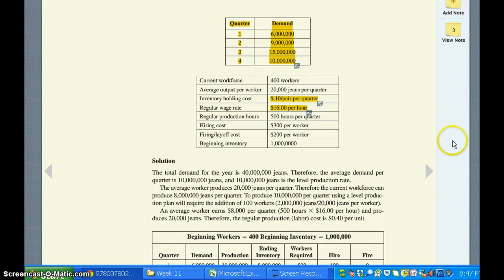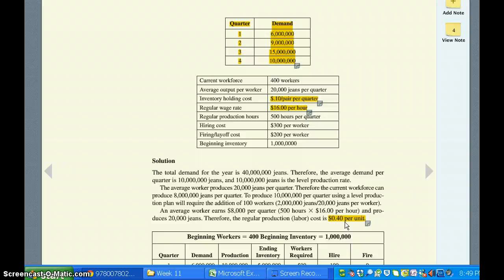Additional information that's important, and this is the part that I skipped over in class that I should not have done, is down here at the bottom where it talks about an average worker earns $8,000 per quarter. If they work 500 hours in the quarter times $16 per hour, and they produce 20,000 pairs of jeans, which was given to us up here, that means that the regular production labor cost is 40 cents per unit. So that will be important when we calculate the regular aggregate production wages.